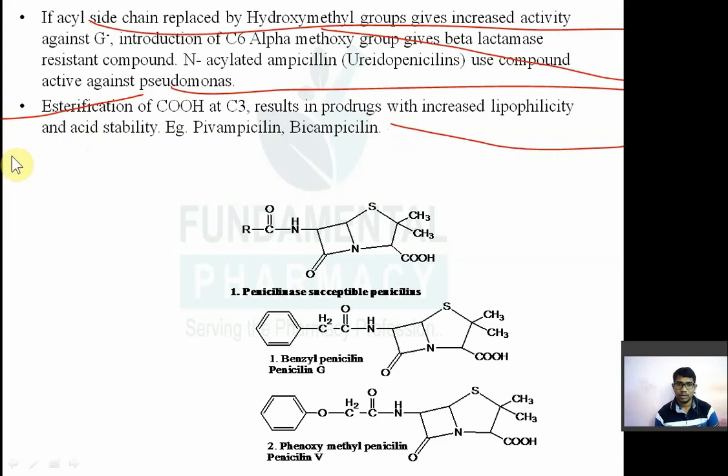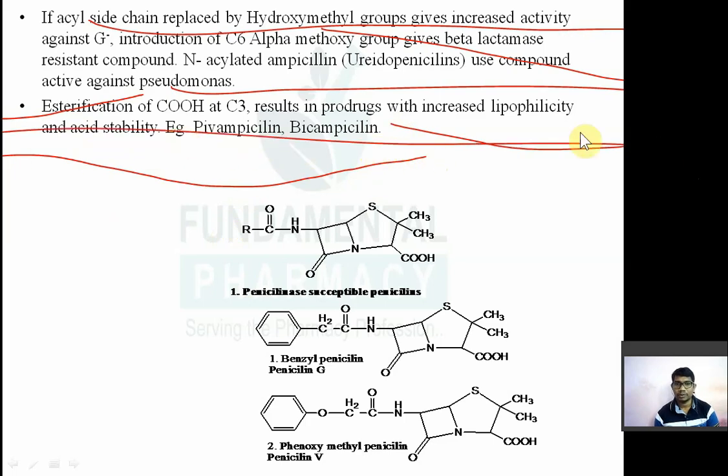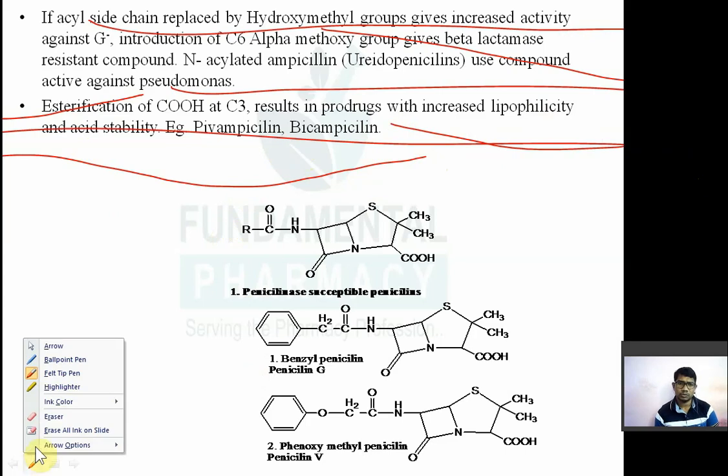For example, in case of ampicillin, bacampicillin is a prodrug. The carboxylic acid group here undergoes esterification, so that will give you prodrugs. So these are the few important points from SAR.